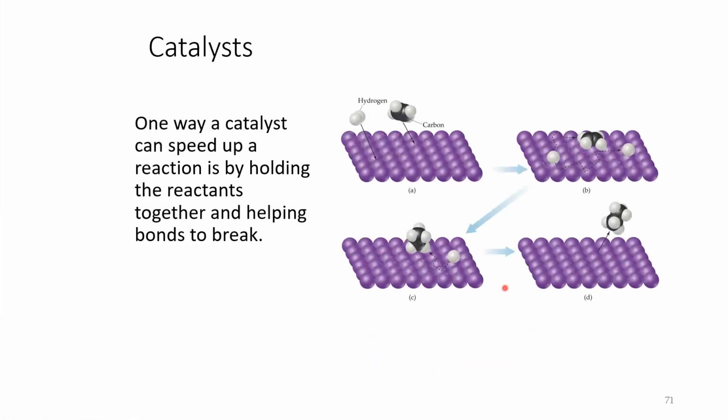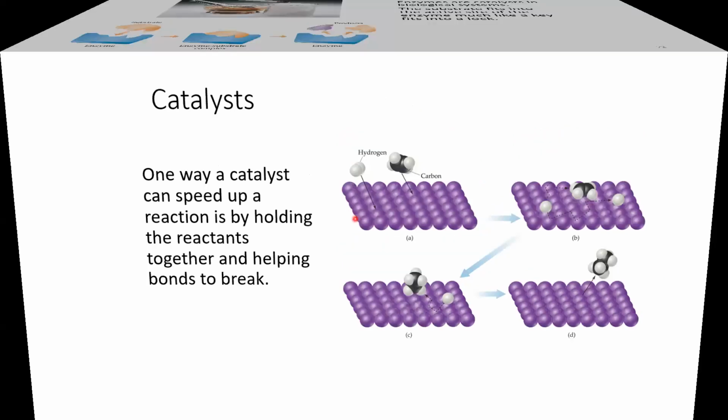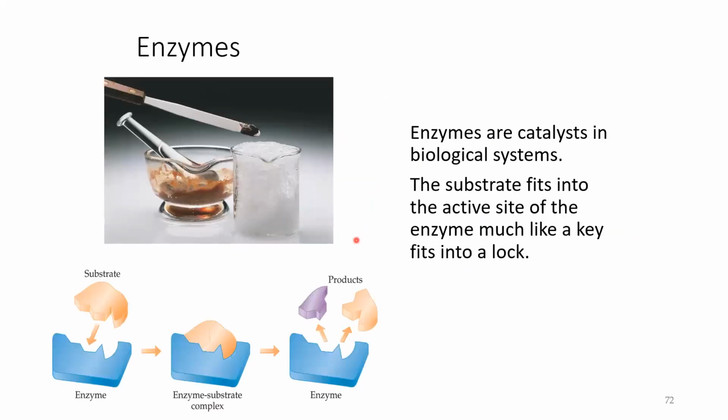And one way this occurs is by helping get the reactant molecules in the correct position in order to actually react. In some cases, it can hold a reactant in place so that the other reactant can come by and react with it. And when catalysts occur in biological systems, they're known as enzymes. So you can see here the substrate fits into the enzyme, kind of like a key, and that allows the process to occur.